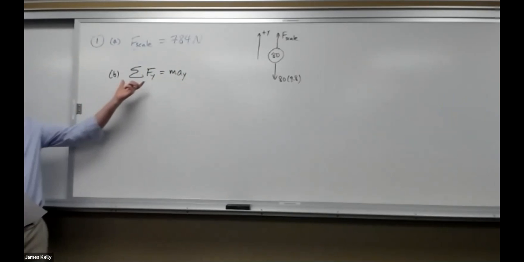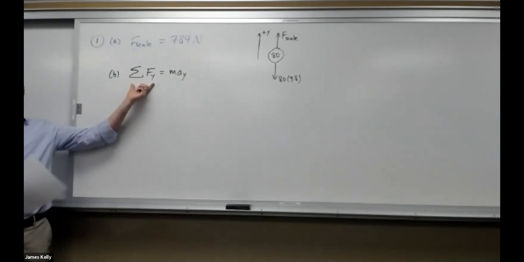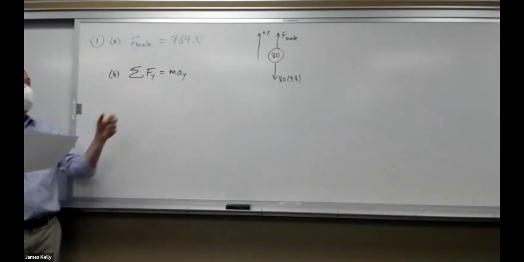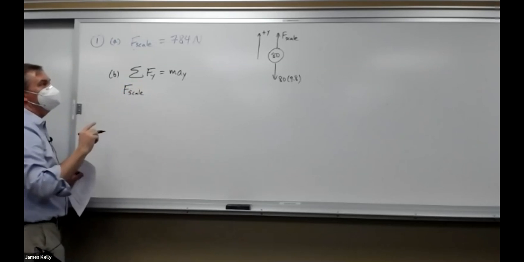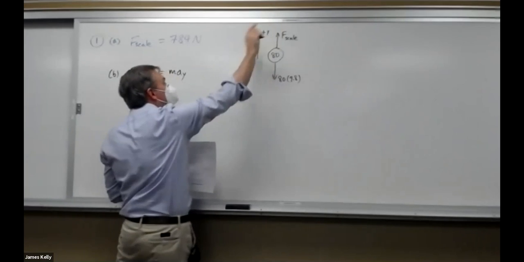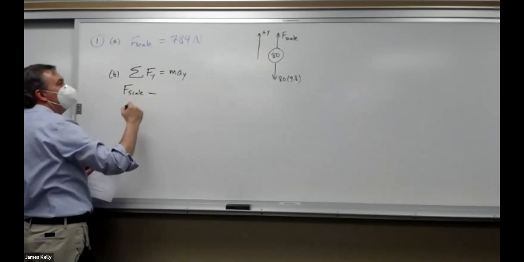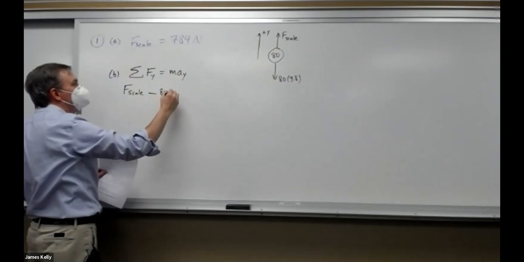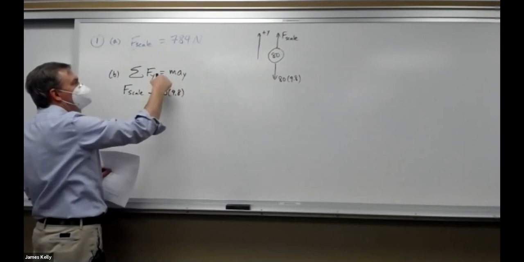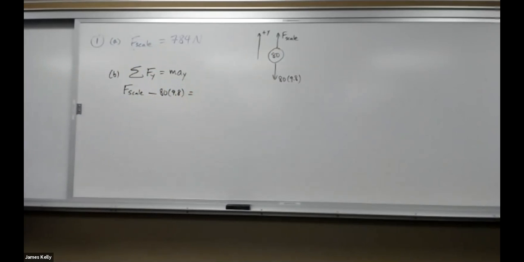What changes on the left-hand side? Nothing, because the F scale is still my unknown. So I'm still going to get F scale comes in with a plus sign because it's pointing in the plus y direction. And the mg comes in with a minus sign because it's pointing in the minus direction. How about on the right-hand side of F net equals ma? That was 0 before because I was just sitting here. Now, how about this case?